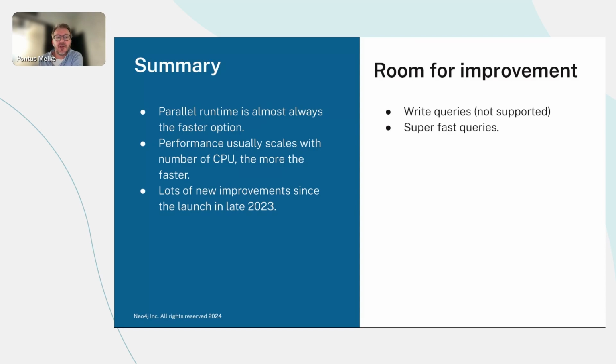So in summary, the parallel runtime is almost always faster. Performance usually scales with the number of CPUs: the more, the faster. At worst, adding CPUs should never be detrimental to performance. And we have also added lots of new improvements since the launch last year. Write queries are still not supported, and super fast queries are not either.